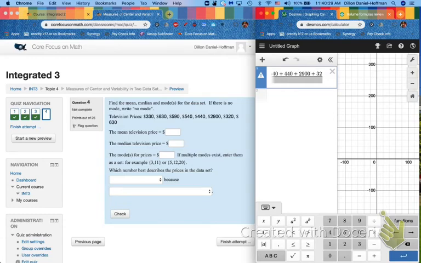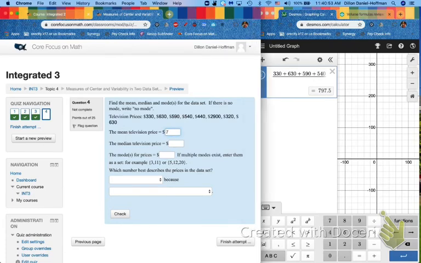320, 630. Hopefully I got them all. 1, 2, 3, 4, 5, 6, 7, 8 numbers. Oh, let's make sure on top I did all 8. 1, 2, 3, 4, 5, 6, 7, 8. Okay. Makes me a little nervous to get a decimal, but again, it's just a 0.5, so I'm assuming that's fine. We'll find out if I made a mistake or not when I check it.